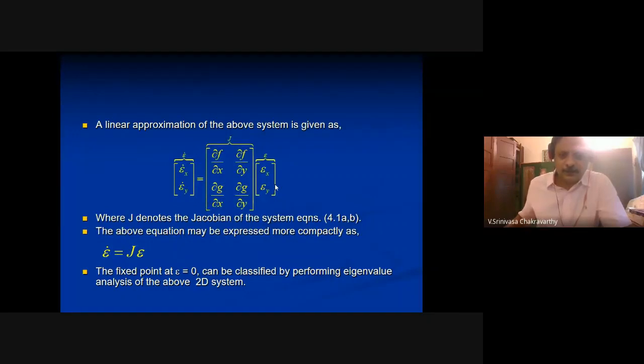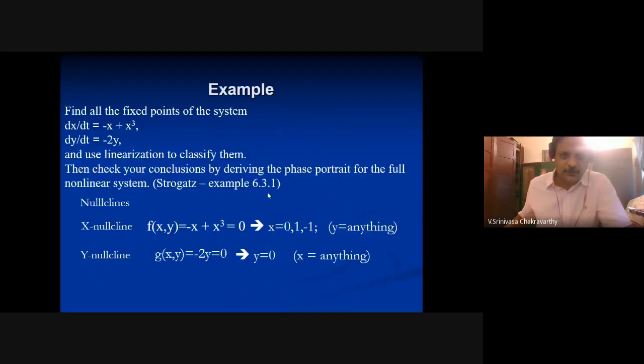This equation is your familiar linear dynamical system form, like x dot equal to Ax, right? And this is valid in the neighborhood of the fixed point x0 y0. So this matrix is called the Jacobian. In a more compact form, you can write it as epsilon dot is equal to J epsilon. Okay, so you can do eigenvalue analysis, find out the eigenvalues and find out what kind of fixed point it is and so on and so forth. So this is something that's standard.